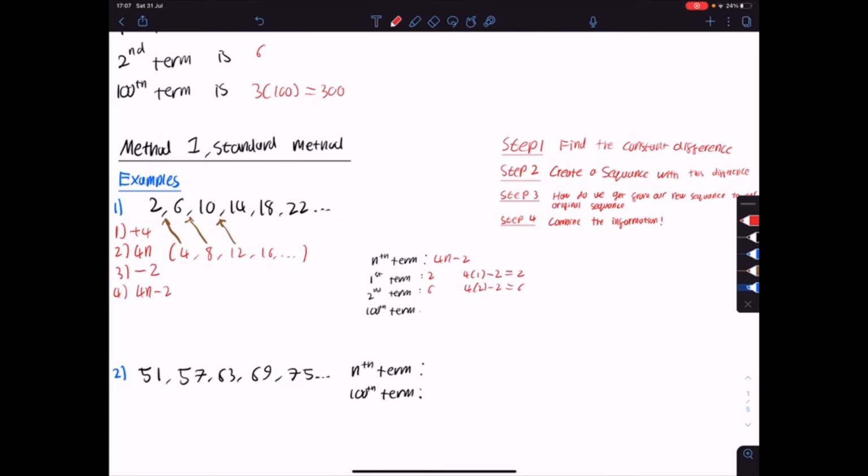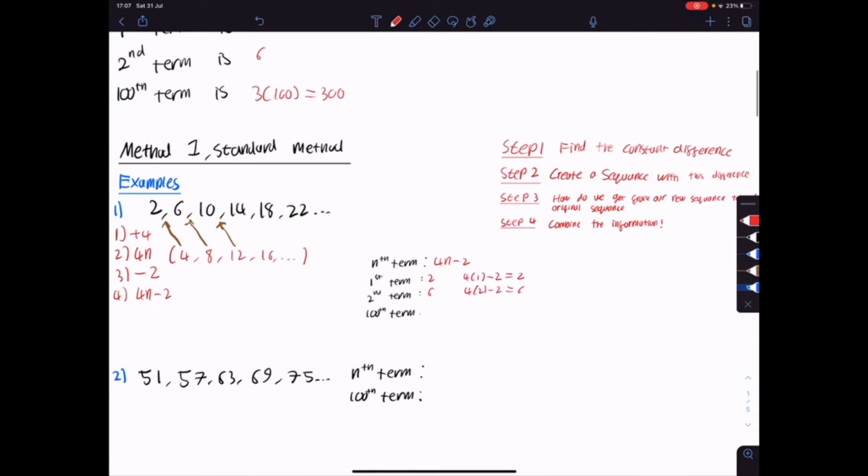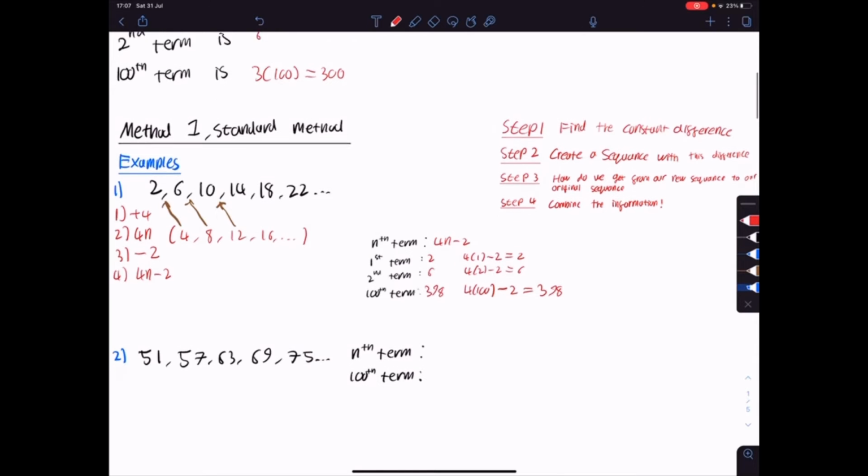Okay, so to find our 100th term, we don't want to write down 100 different numbers of the sequence, so we can just substitute in n for 100. So we have our nth term of 4n take 2, substituting n is 100, we get 4 times 100 take 2, which is just equal to 398. So our 100th term is 398. And we've just calculated that in seconds without having to write down 100 terms.